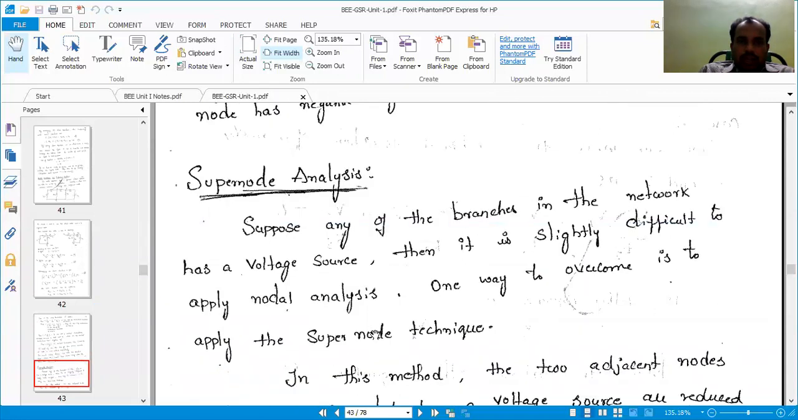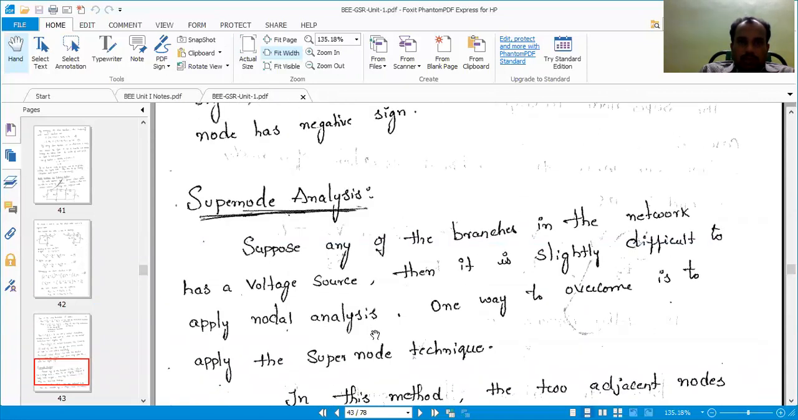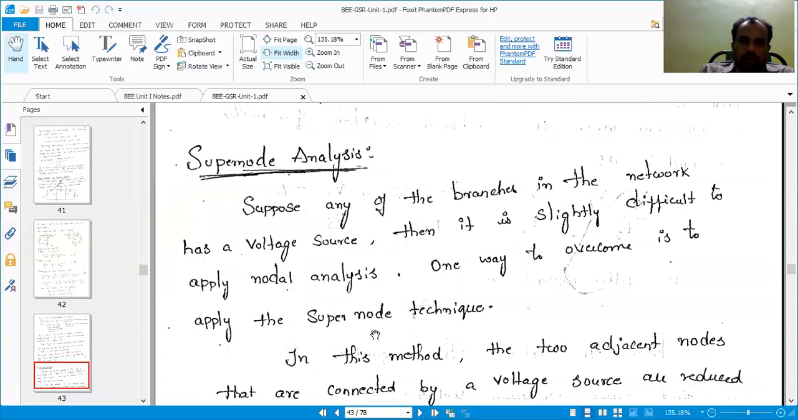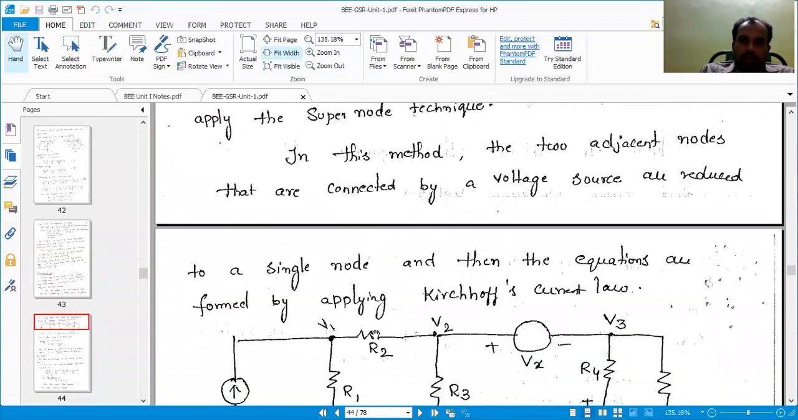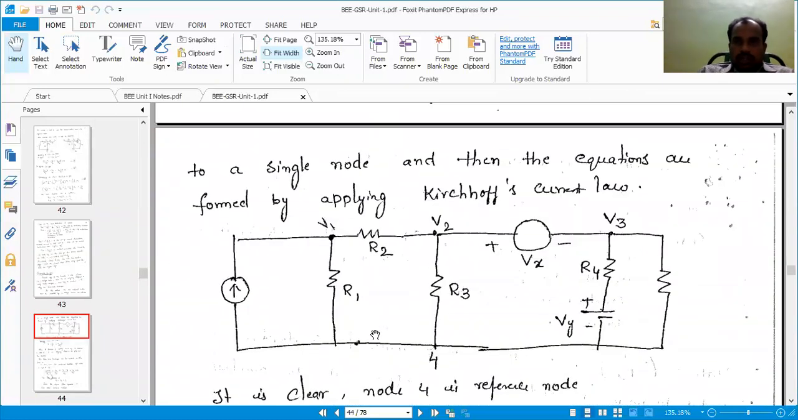Super node analysis. Suppose any branch in the network has a voltage source; that makes it slightly difficult to apply node analysis. One way to overcome this is to apply the super node technique. In this method, two adjacent nodes that are connected by a voltage source form a super node. This is super node analysis.